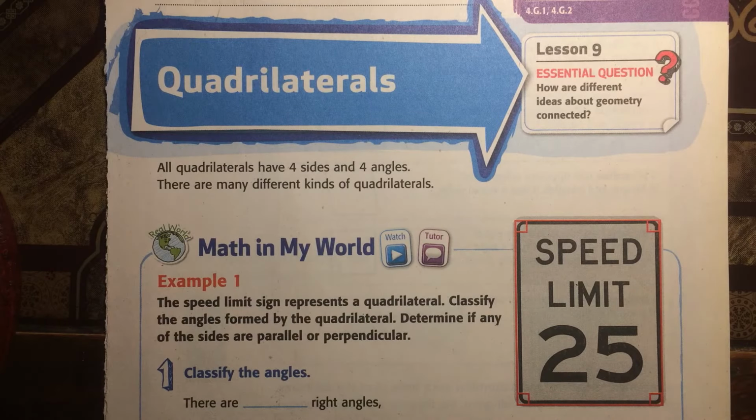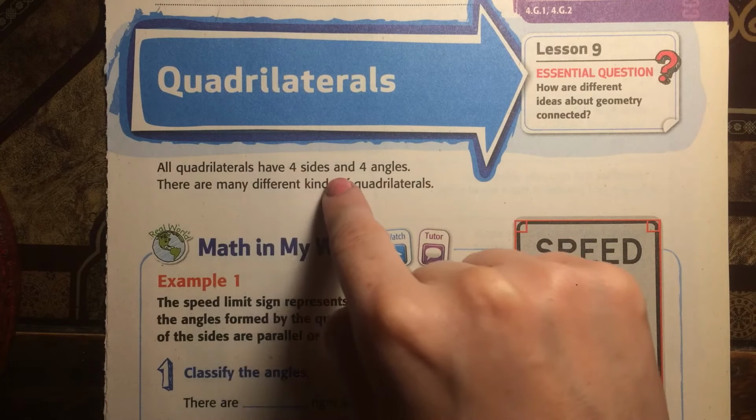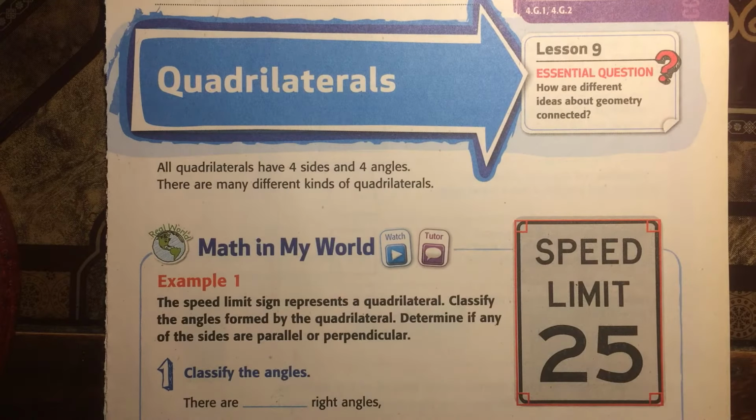Welcome to Chapter 14, Lesson 9. This lesson is all about quadrilaterals. All quadrilaterals have 4 sides and 4 angles. There are many different kinds of quadrilaterals.